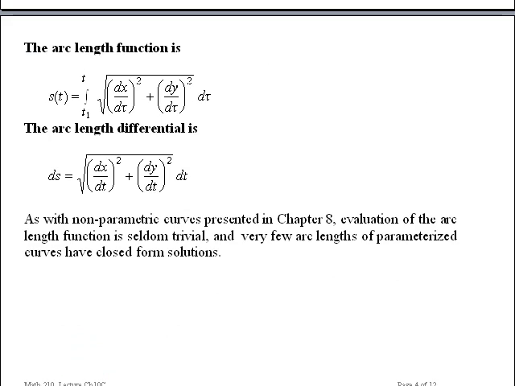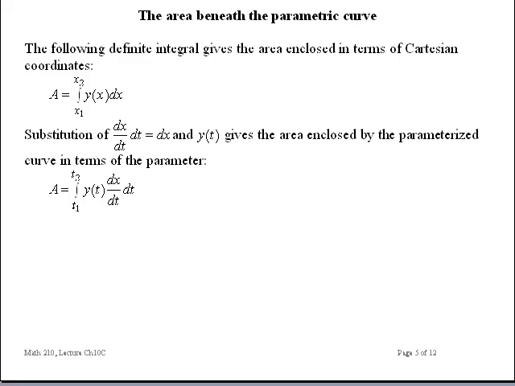The arc length function follows immediately. It's a function of t, and now we're integrating from t1 to some arbitrary time t. Remember, we have to change the dummy variable under the integral sign, so I'm using ta here. And we also have an expression for the arc length differential that we'll use when we look at surface area. Just as in the case for arc length in general, very few curves have arc length functions with closed form solutions.